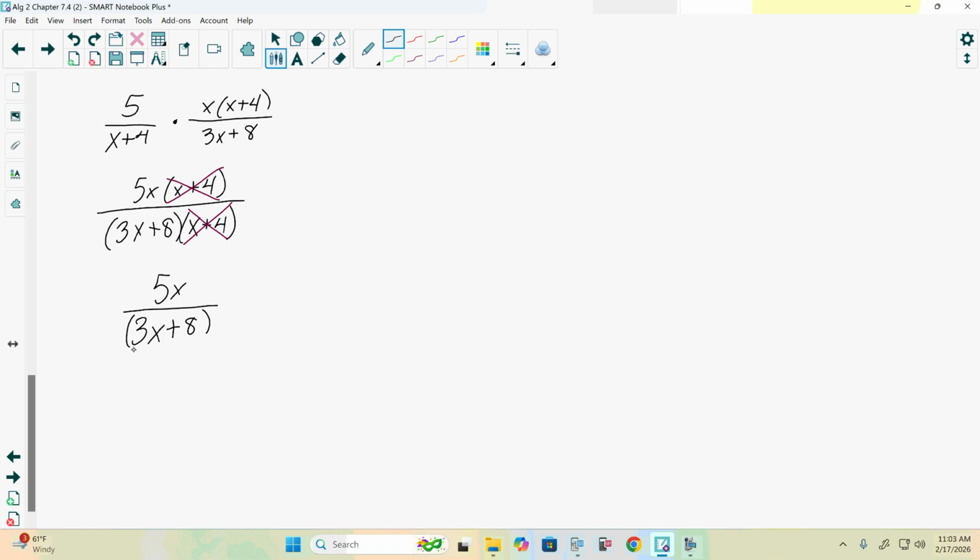If it had been 3x times 8, or we had some product or way to get 3x or an x out front, then we could simplify. 3x and 8 do not have any common factors between them, so there's no way to factor that. But the simplified version of this here is 5x over 3x plus 8. Questions on this here? So that's method 1.